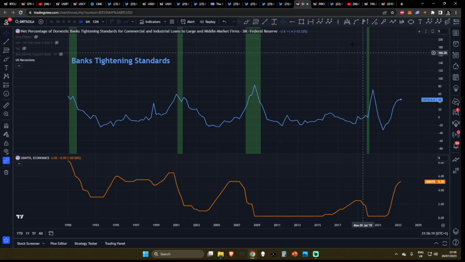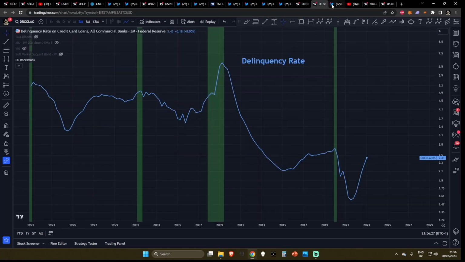And this is typically where you see the apex of banks tightening standards and you witness a recession take place soon after. Put quite simply, we've never seen banks tighten at a pace like this, and we have not seen a recession. So this is one of the reasons why I am currently predicting a recession.